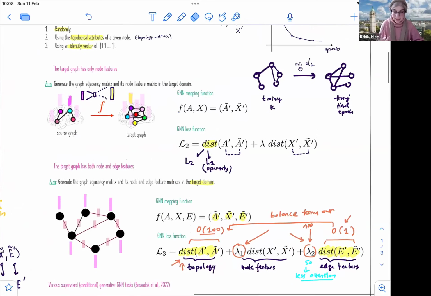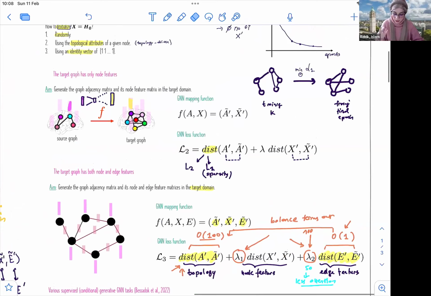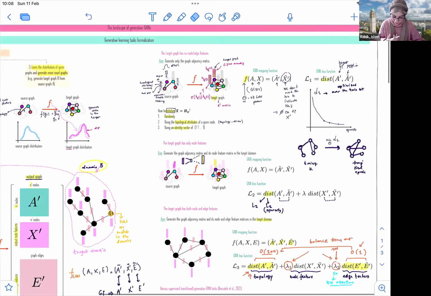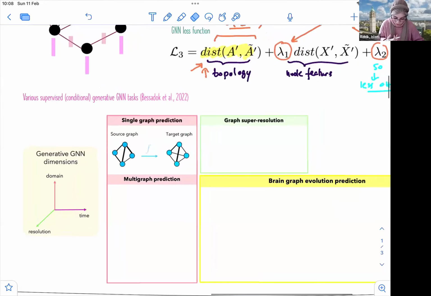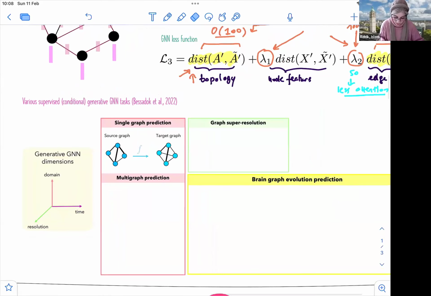And depending on the problem and depending on the focus of the optimizer that we want to have. Okay, cool. So now there are various supervised or conditional generative GNN tasks, so supervised or conditioned on the target graph that we want to generate, because we do have a ground truth. So sometimes we can use the word conditional here.